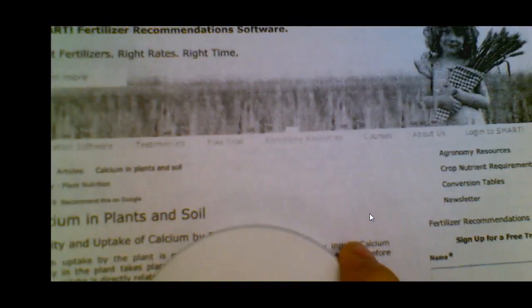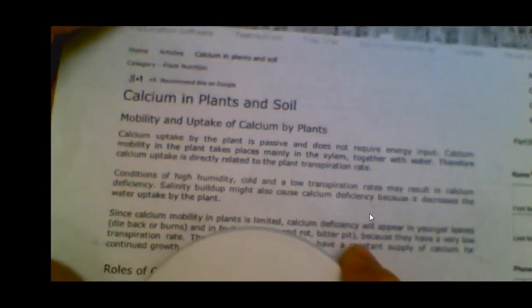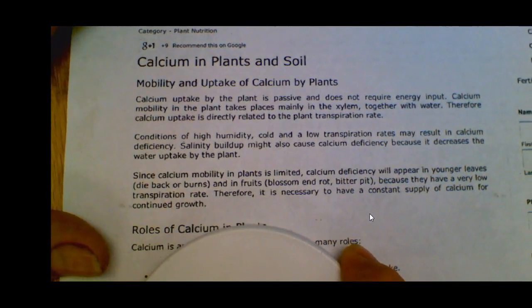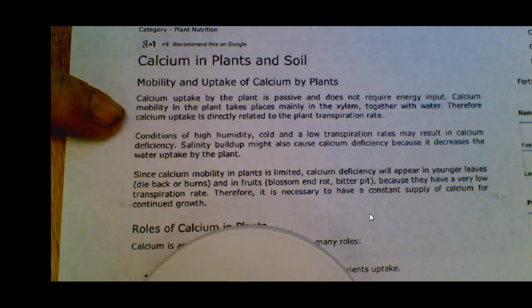Okay, before we go on to magnesium, let's just look at calcium uptake again. This is the handout that you got. It's got the SMART on the top. It says calcium in plants. And we're just going to look at mobility and uptake. The one thing we want to notice here is calcium uptake by the plant is passive, so we don't have to have ATP to bring it up or to get it into the plant. Your calcium mobility in the plant takes place mainly in the xylem with the water, and therefore calcium uptake is directly related to the plant transpiration rate.